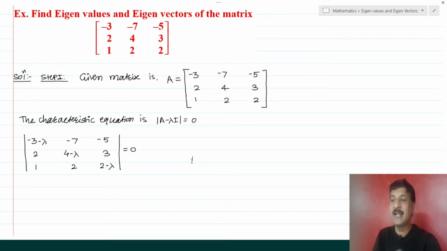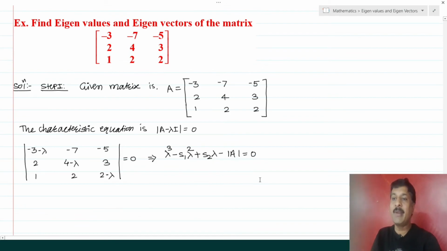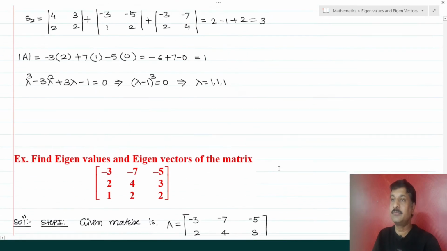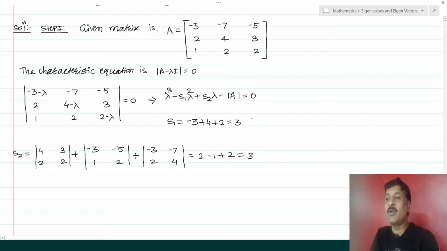This implies that, as we know, the direct formula is lambda cube minus s1 lambda square plus s2 lambda minus determinant of A equal to 0. So what is s1? It is the summation of the diagonal elements, minus 3, 4, 2, and that is equal to 3. What about s2? s2 is nothing but the sum of the minors of the diagonal elements. So delete the first diagonal element, that is, delete this row and this column. So I am getting 4, 3, 2, 2. For the second diagonal element, minus 3, minus 5, 1, 2.